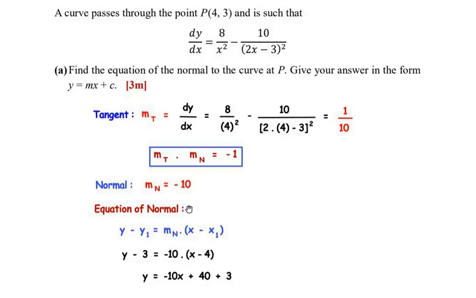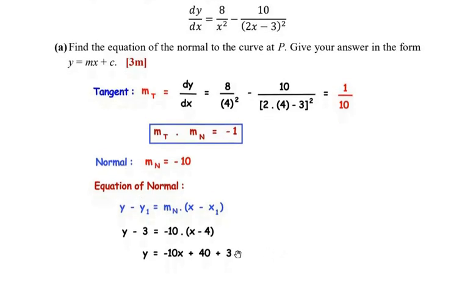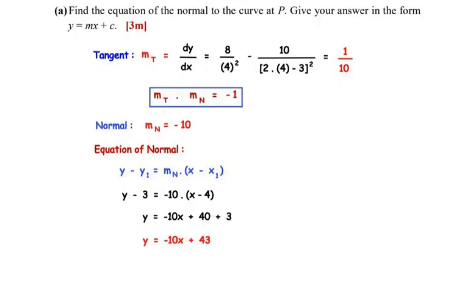minus x1, which is 4). Now in the next step, we have expanded the bracket on the right hand side, that is -10 times x is -10x, -10 times -4 is positive 40, and -3 is being taken to the other side so that we get positive 3. So this is going to simplify and give us y = -10x, and 40 plus 3 gives us plus 43. So this is going to be our answer. This represents the equation of the normal to the curve at point P.